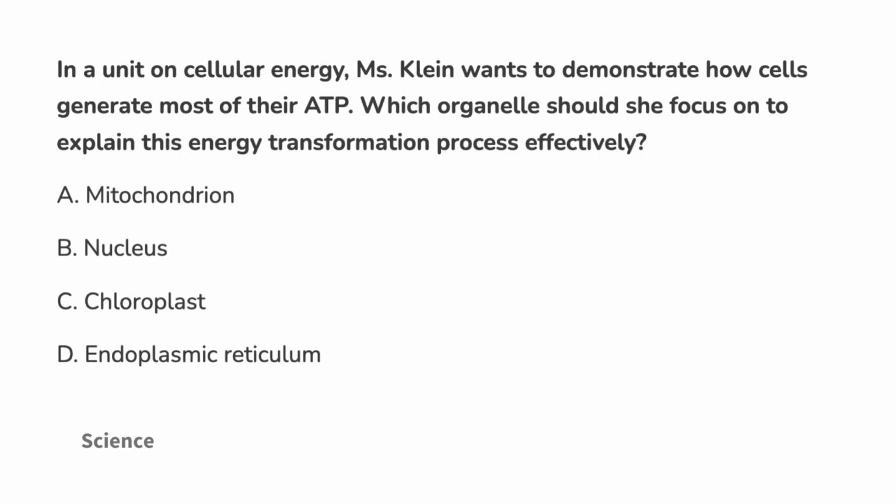Moving on. In a unit on cellular energy, Ms. Klein wants to demonstrate how cells generate most of their ATP. Which organelle should she focus on to explain this energy transformation process effectively? The correct answer is letter A, mitochondrion, which is central to ATP production in cells.